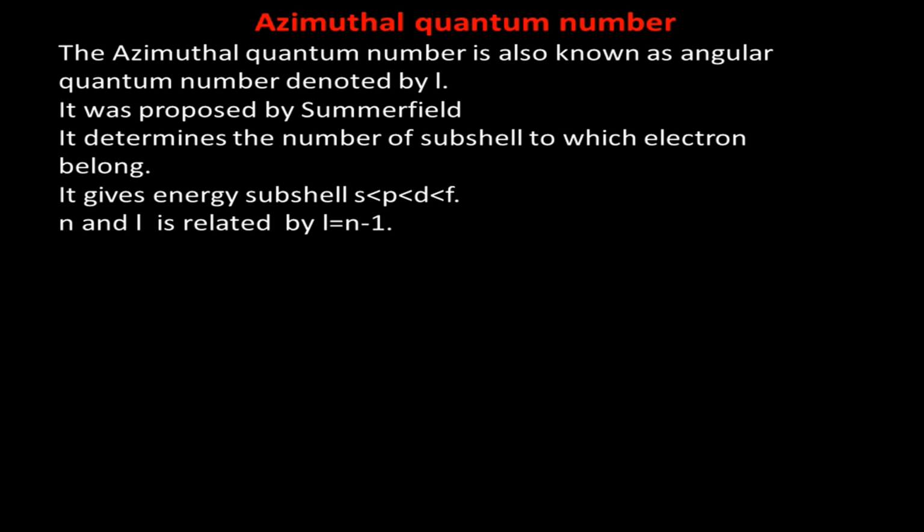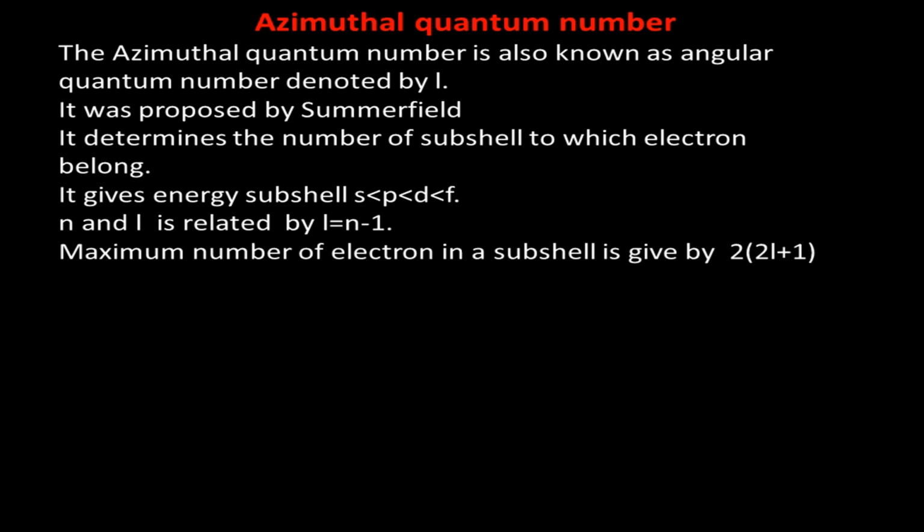n and l are related by l equal to n minus 1. That is, for every l, we have n minus 1. Here l is the azimuthal quantum number and n is the principal quantum number. The maximum number of electrons in a subshell is given by 2 times (2l plus 1) in brackets.